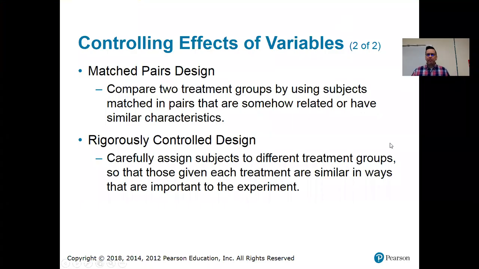Okay, then we have matched pairs design, where you compare two treatment groups by using subjects matched in pairs that are somehow related or have similar characteristics. A rigorously controlled design is where you carefully assign subjects to different treatment groups so that those given each treatment are similar in ways that are important to the experiment.